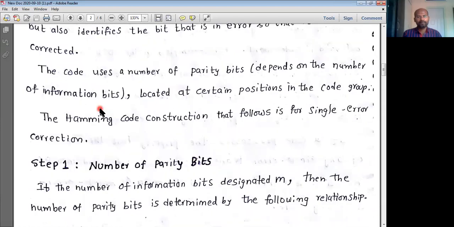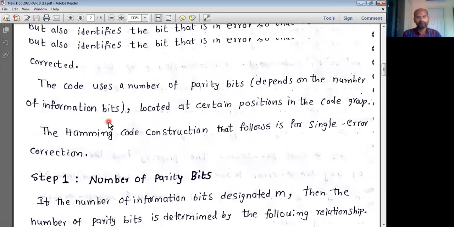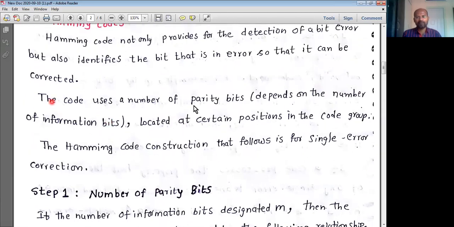And one more thing, this code uses a number of parity bits. Parity bits, we know what a parity bit is. A parity bit is an additional bit, other than the data bits. It is the additional bit which is added to the data bits to facilitate error detection.